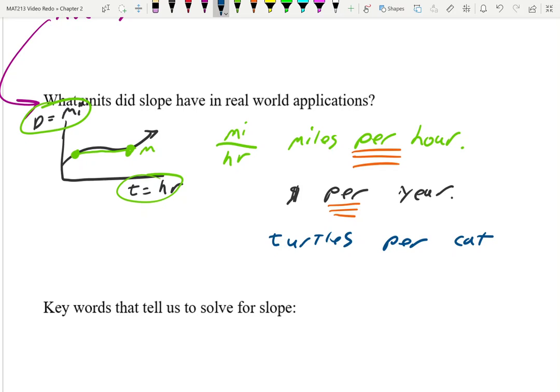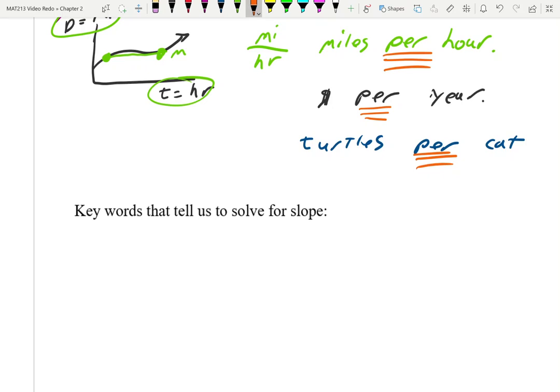But the key to this is it's a per. So you hear per. You hear that concept of per. This many of this per this. You know you're talking about a rate of change. You know you're talking about a slope, right? So now, what are the keywords that tell us to solve for slope?